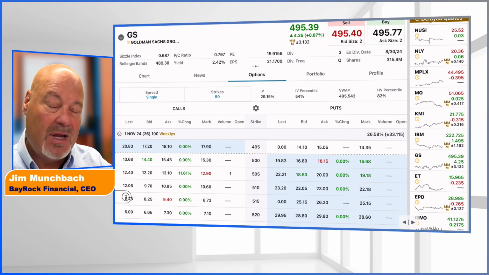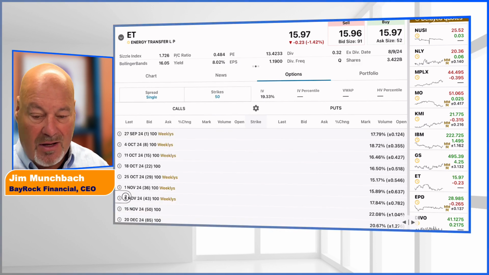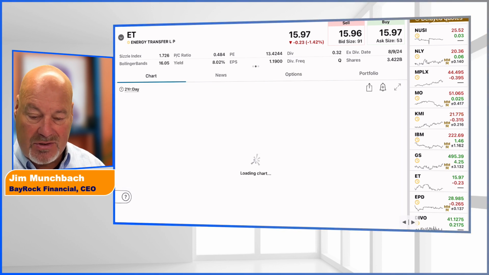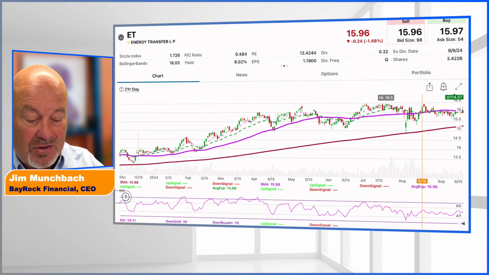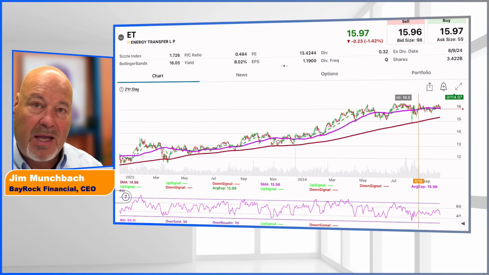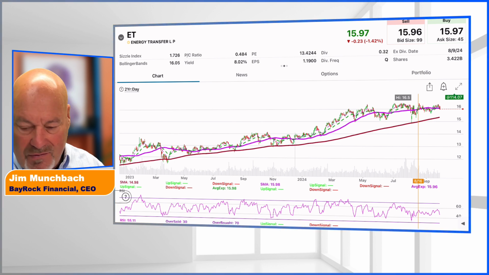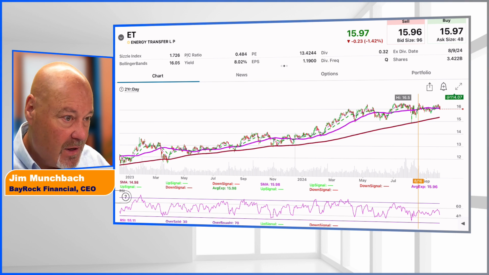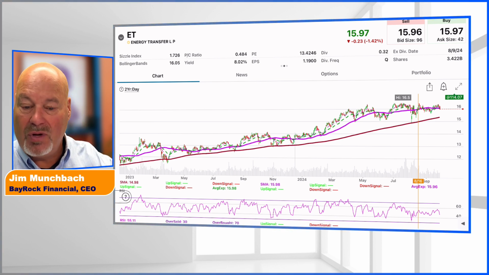I have not traded it since the great financial crisis, when I made a lot of money on Goldman Sachs in that opportunity. So this is Energy Transfer. I've traded this stock a lot over the years. When oil was trading at 26 bucks a barrel back in February, I'm going to say 2016, I made a lot of money on this stock. It was in the commode.